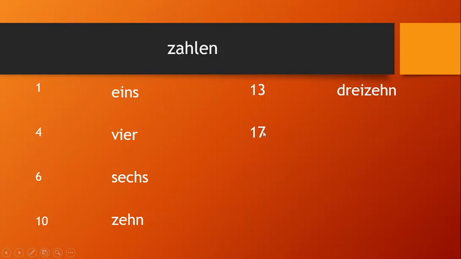Okay, number 17. So 7 is sieben. And we need to exclude what? Two alphabets, right? E and N. And then it becomes siebzehn. I hope you guys remember. Okay, so the next one, 18. 8 is acht, plus zehn. Yeah? Achtzehn.